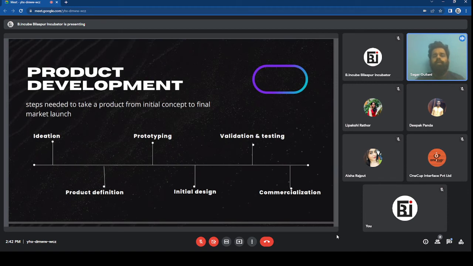Yeah. So here is the product development, right? Again, you will see there are some similar phases: ideation, product definition, prototyping. A lot of things are similar to design thinking, but there is a bit of a difference too. The product development process describes the 6 steps needed to take a product from initial concept to final market launch. This includes researching market need and the competition, ideating a solution, developing a product roadmap, and building the MVP, minimum viable product, that we have discussed with design thinking also, right?